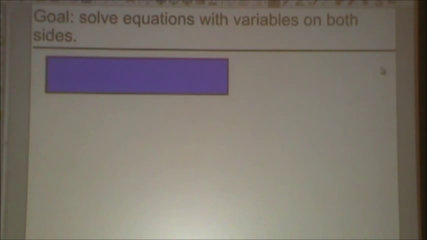Your goal today is to solve equations with variables on both sides. So if you need to, pause the video, copy down your goal, and here is our first example we're going to do together.